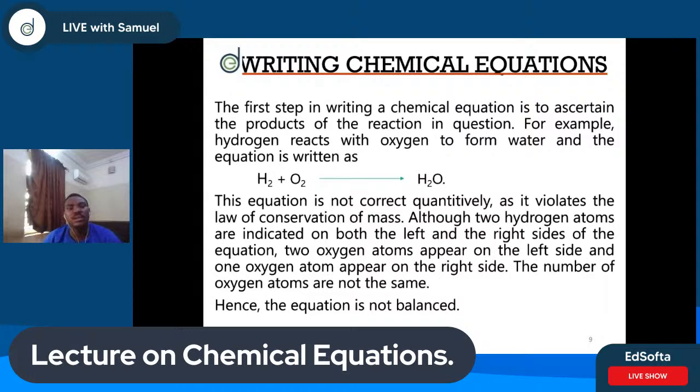The first step in writing chemical equations is to ascertain the products of the reaction in question. For example, hydrogen reacts with oxygen to form water and the equation is written as.